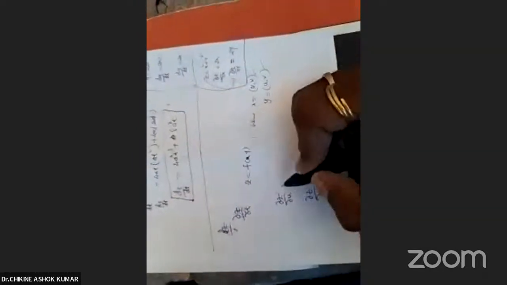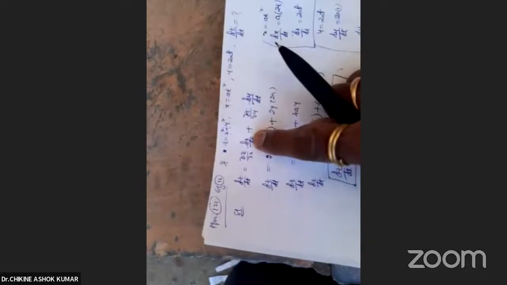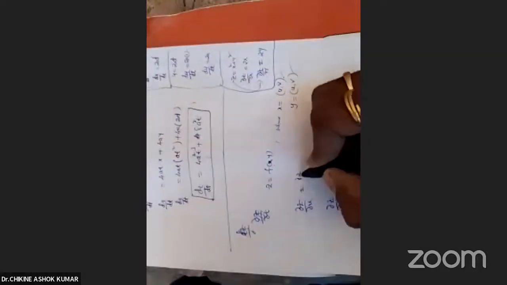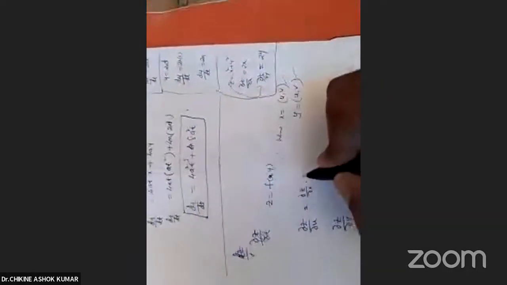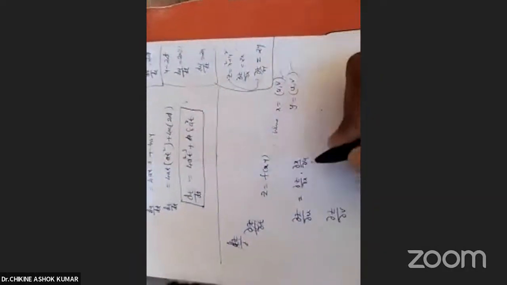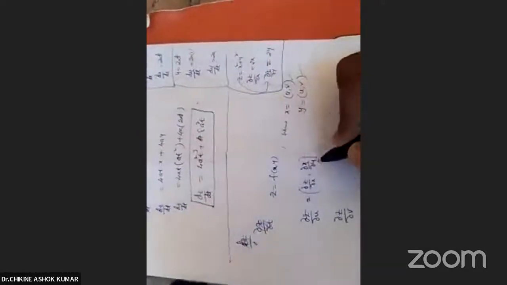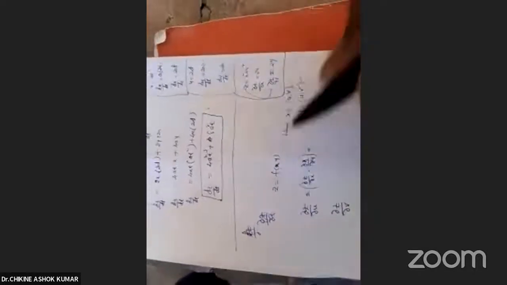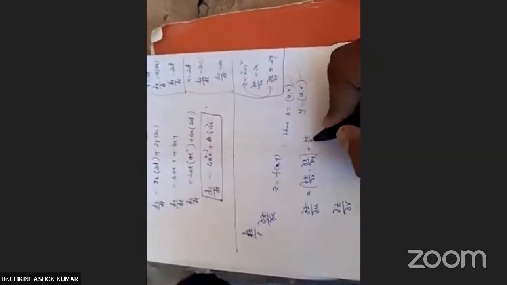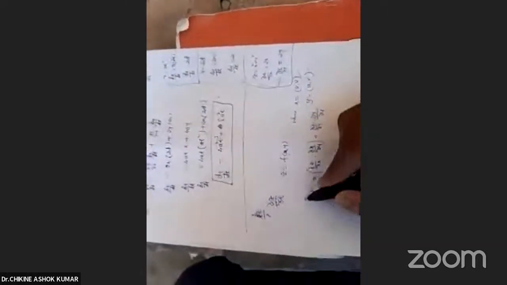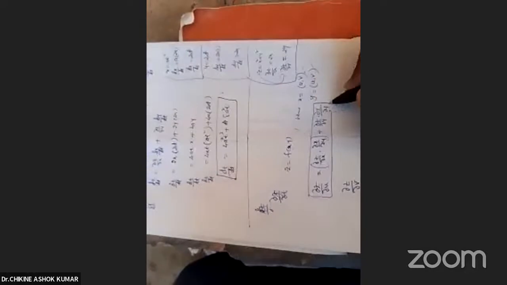So dou z by dou u will be the same formula, but instead of dx by dt, write dou x by dou u. First, with respect to x, we get dou z by dou x, then for x with u, dou x by dou u. I am not writing dx by du because here also we have more than one variable. Then with respect to y, dou z by dou y into dou y by dou u. This is the dz by du answer.